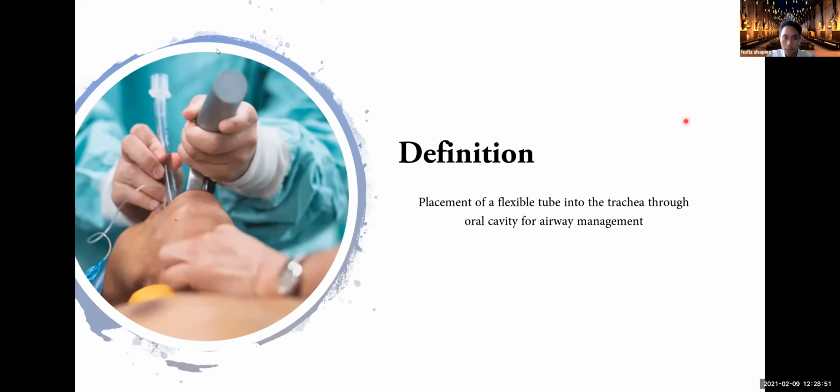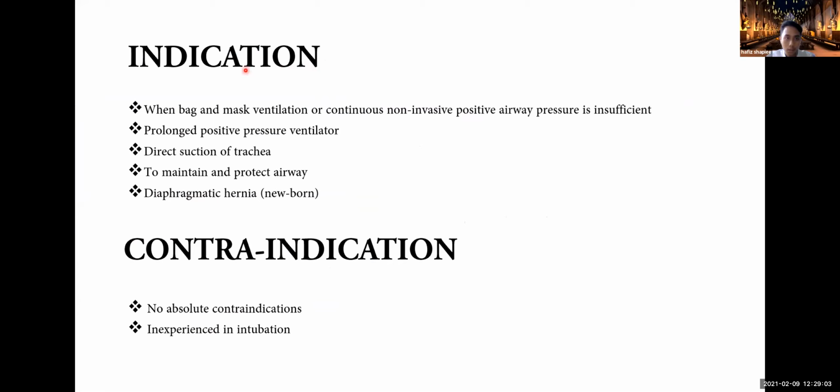Endotracheal intubation basically is a placement of a flexible tube into the trachea through the oral cavity for airway management. For example, we want the patient to get enough oxygen. The indication for endotracheal intubation is when bag and mask ventilation, or also known as continuous non-invasive positive airway pressure, is insufficient. For example, in the case of severe COPD.